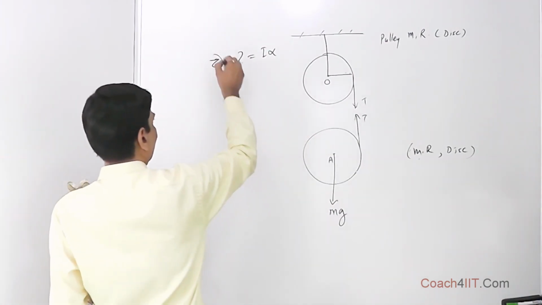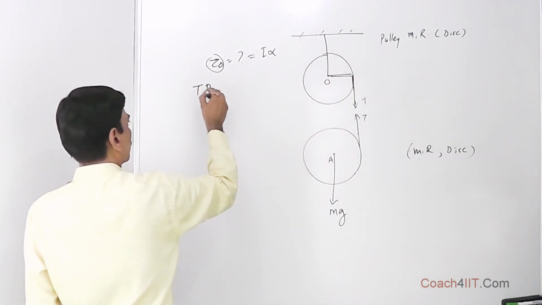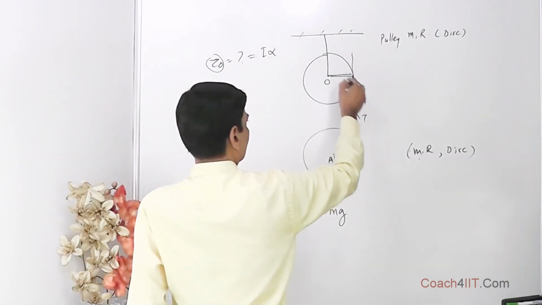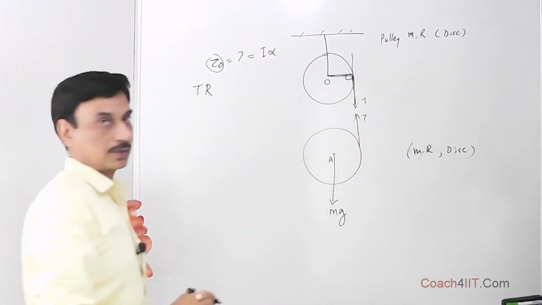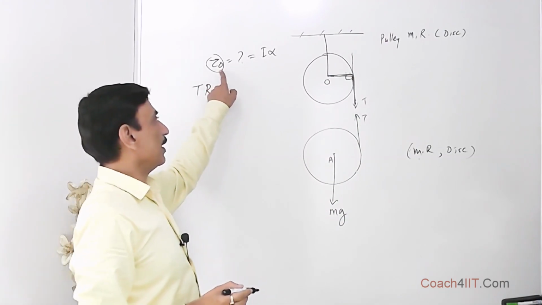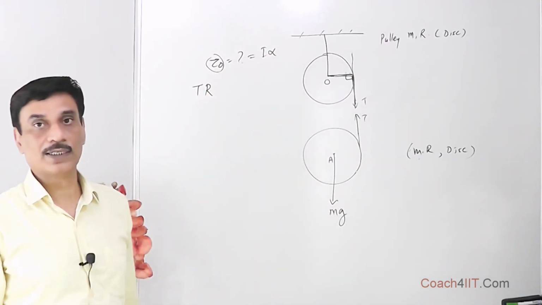So when we say torque about O, this is T, this is R, so torque is force into perpendicular distance between the line of force and the axis. This is the line of force, this is the axis, this is the perpendicular distance, that is equal to R, so T into R, that is torque. But torque is also equal to I into alpha. About the same axis we have to find torque, about the same axis we have to use I, and about the same axis we shall get alpha.